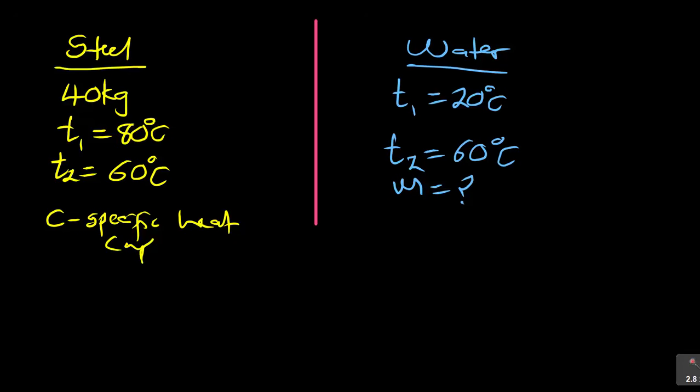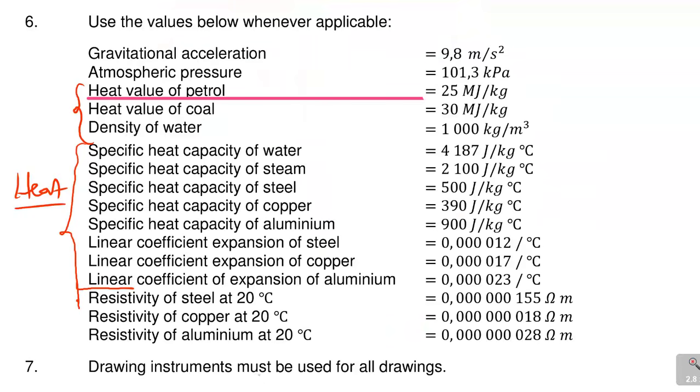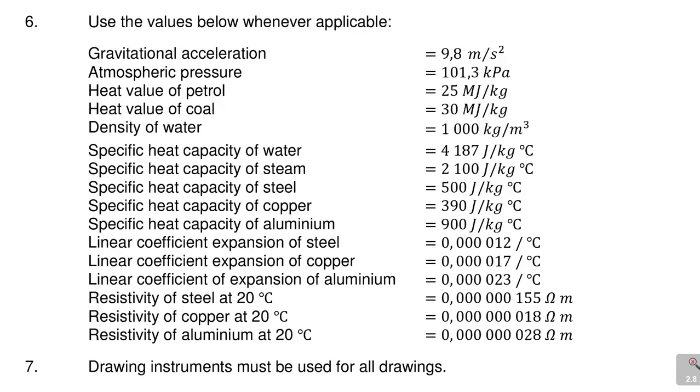Are you with me? So you need to know the specific heat capacity, the C of steel, and we also need to know the C of water. So we are given that information. If you go to the formulas that we use, the information page that we have, we had the specific heat capacity. If I can just take this off so that you can see what I'm referring to. The specific heat capacity of steel is 500, and the specific heat capacity of water is 4187.